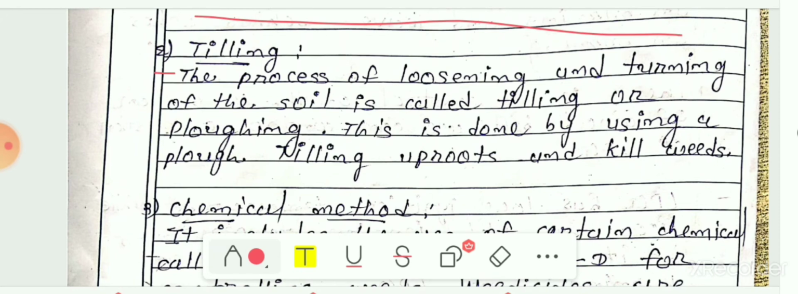So the second method is tilling. The process of loosening and turning of the soil is called tilling, or you can also say ploughing. This is done by using a plough. Tilling uproots and kills the weeds.